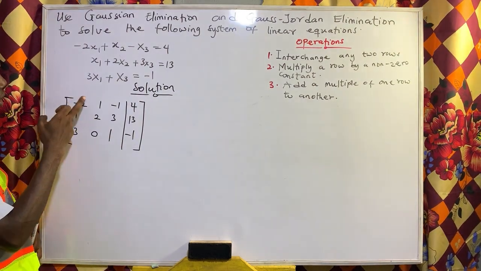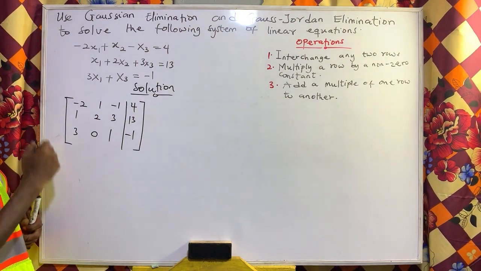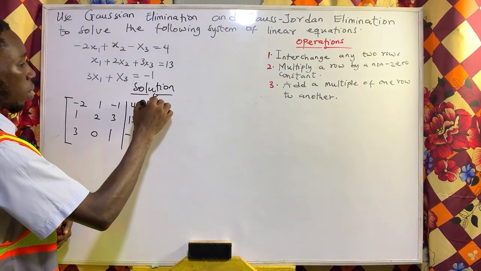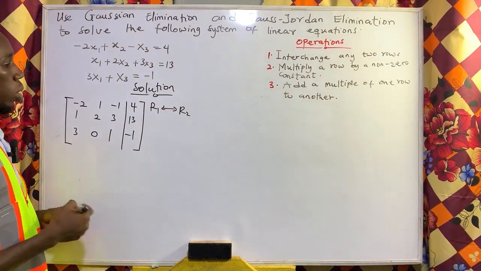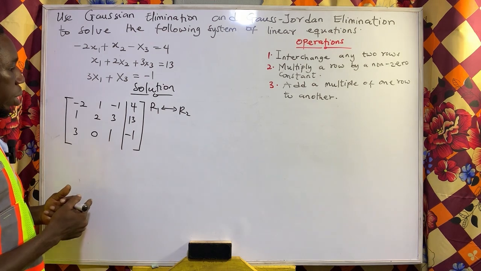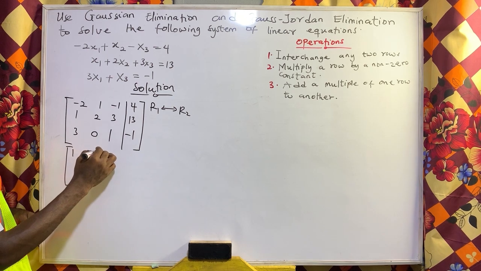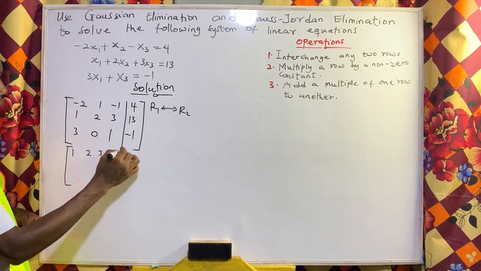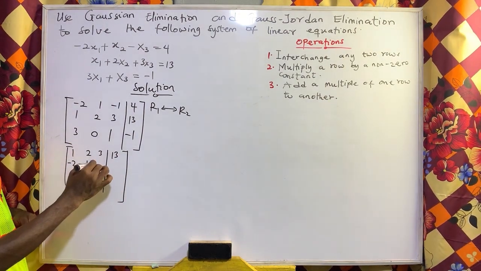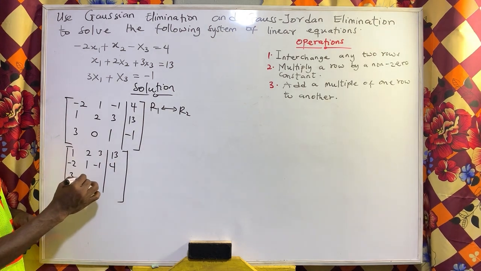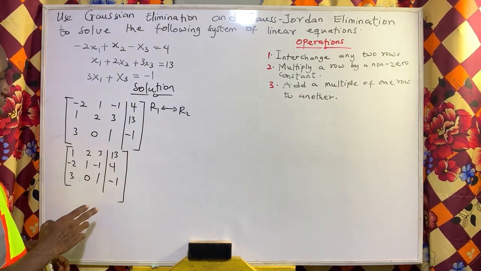Because I want the first value here to be 1, I'm going to interchange row 1 and row 2. So that'll be the first operation. Row 1 becomes row 2 and row 2 becomes row 1. If I do that, this is what you're going to have: 1, 2, 3, and 13. Then -2, 1, -1, and then 4. Then you're going to have 3, 0, 1, -1. So now this is what you have.